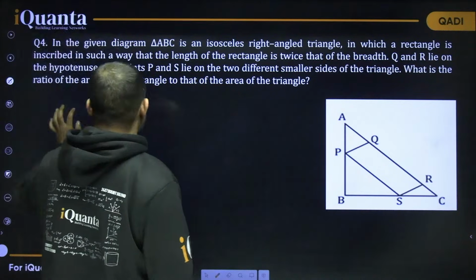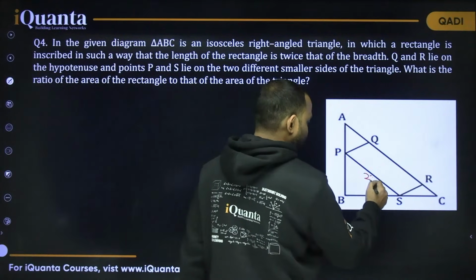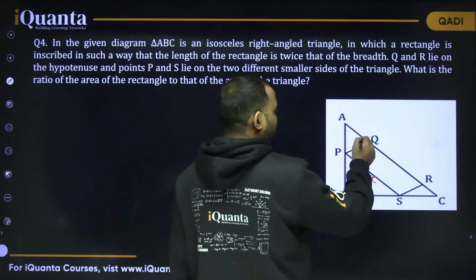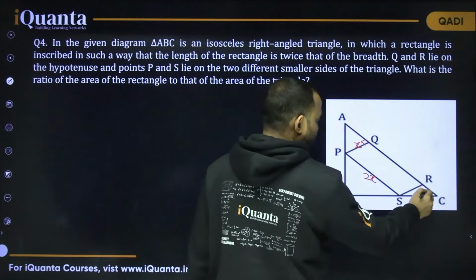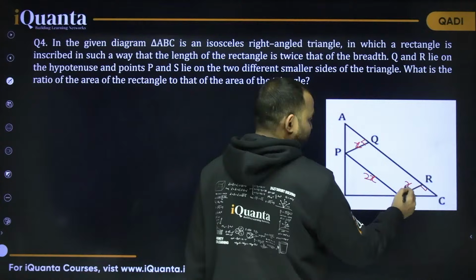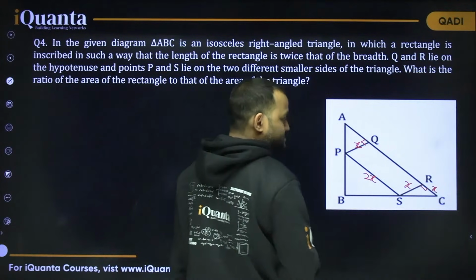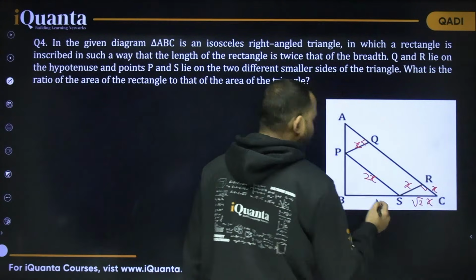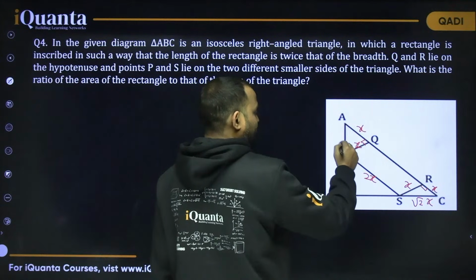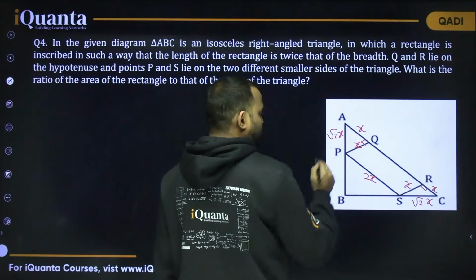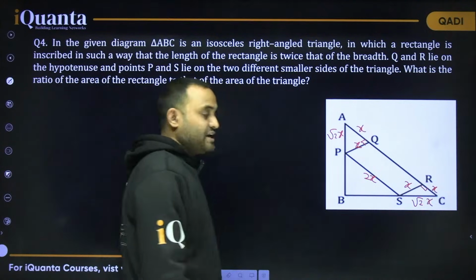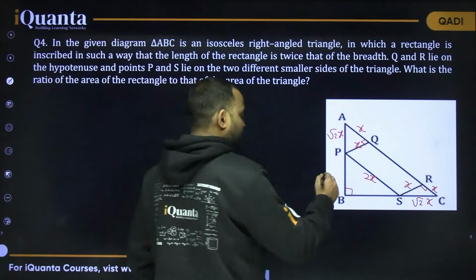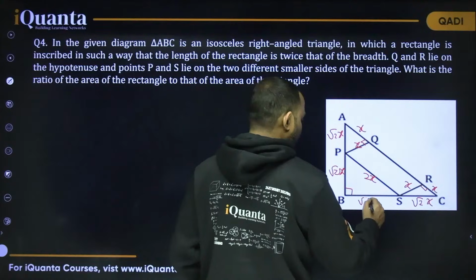So, in case of PS, if I take this value as 2x, this value x, as it's an isosceles right angle triangle, this is 90 degree, this also is 90 degree, this value is also x. Can I say RC will also be x, right? RC will be x, and so SC will be root 2x. Similarly, AQ will be x and AP will be root 2x. Now, PB and BS will also be equal, and those will be equal to root 2x. So, root 2x, and this is also root 2x.